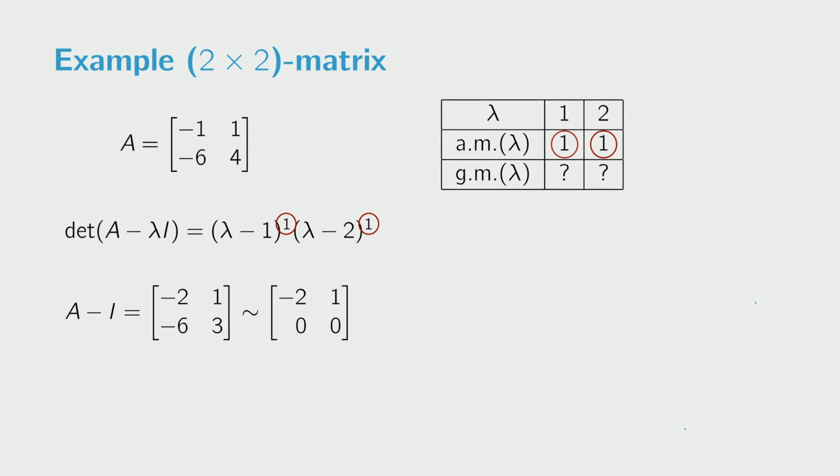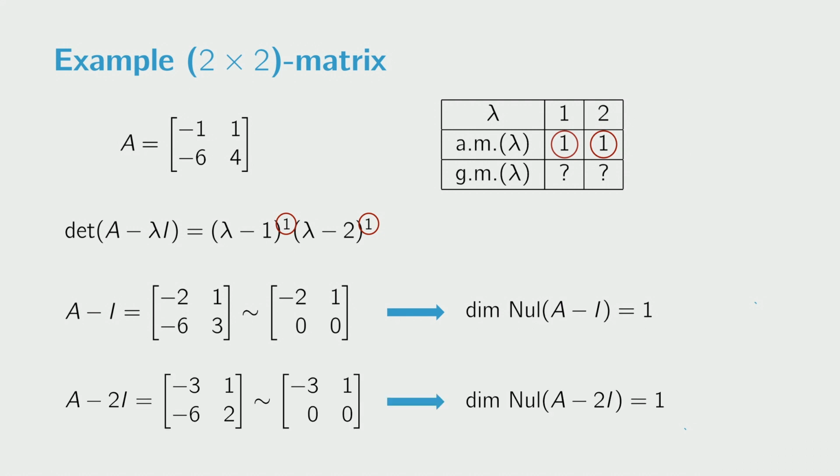The matrix A minus I has rank 1, so its null space has dimension 1. The same holds for the matrix A minus 2 times I, so both these null spaces have dimension 1. These null spaces are the eigenspaces of A, hence the two geometric multiplicities are equal to 1 as well.